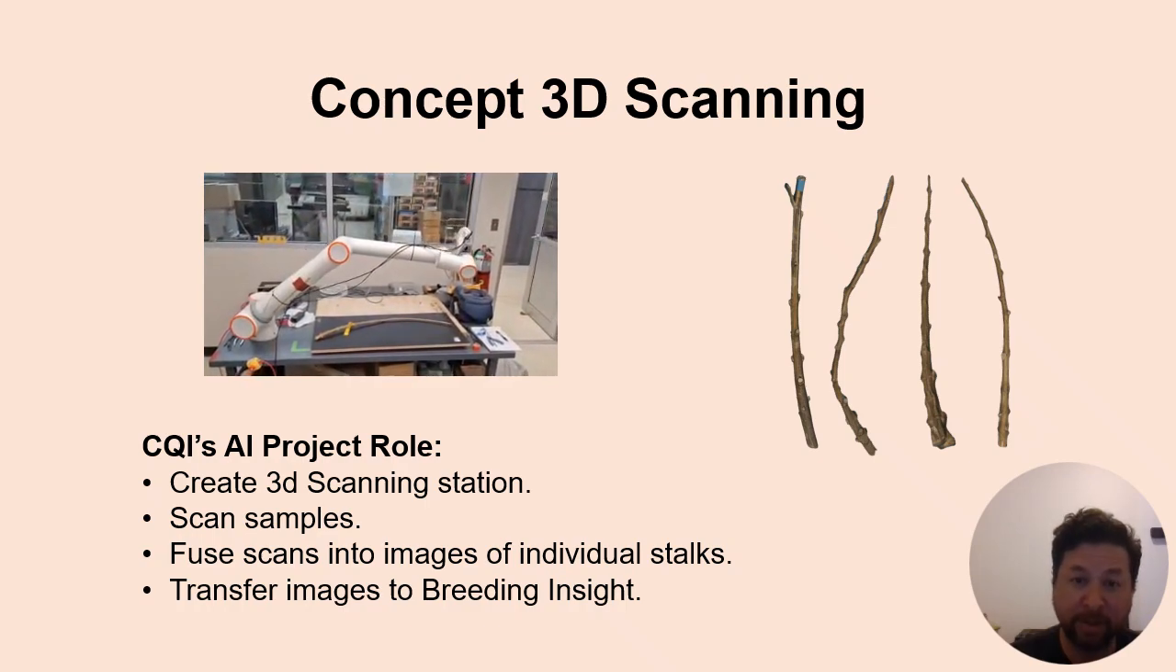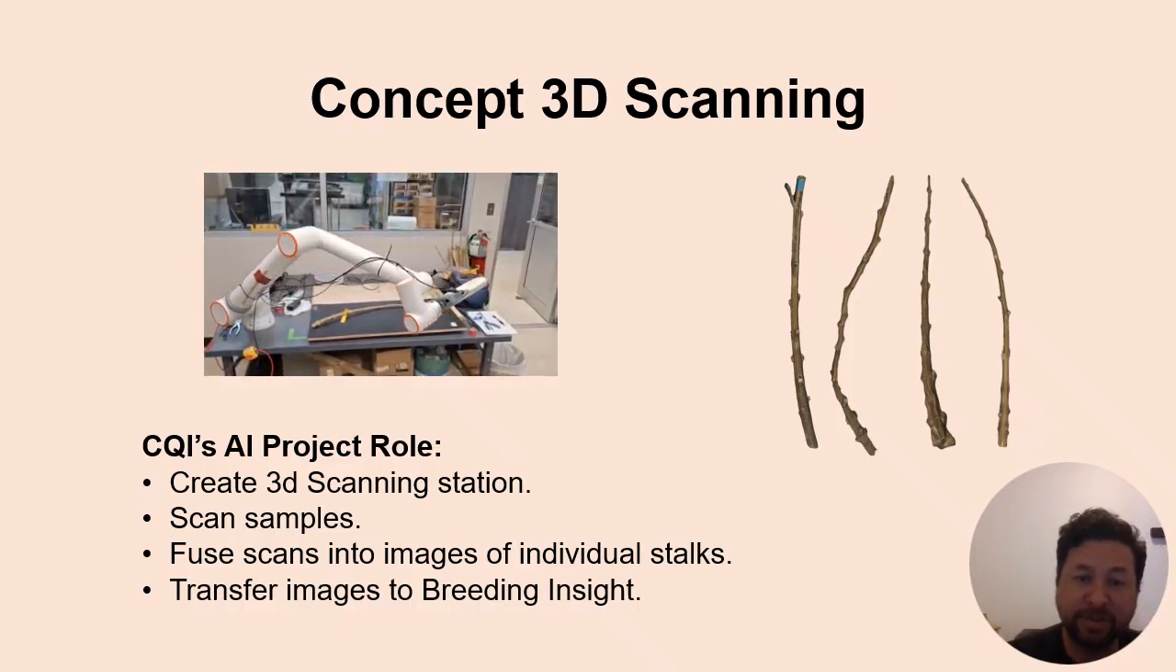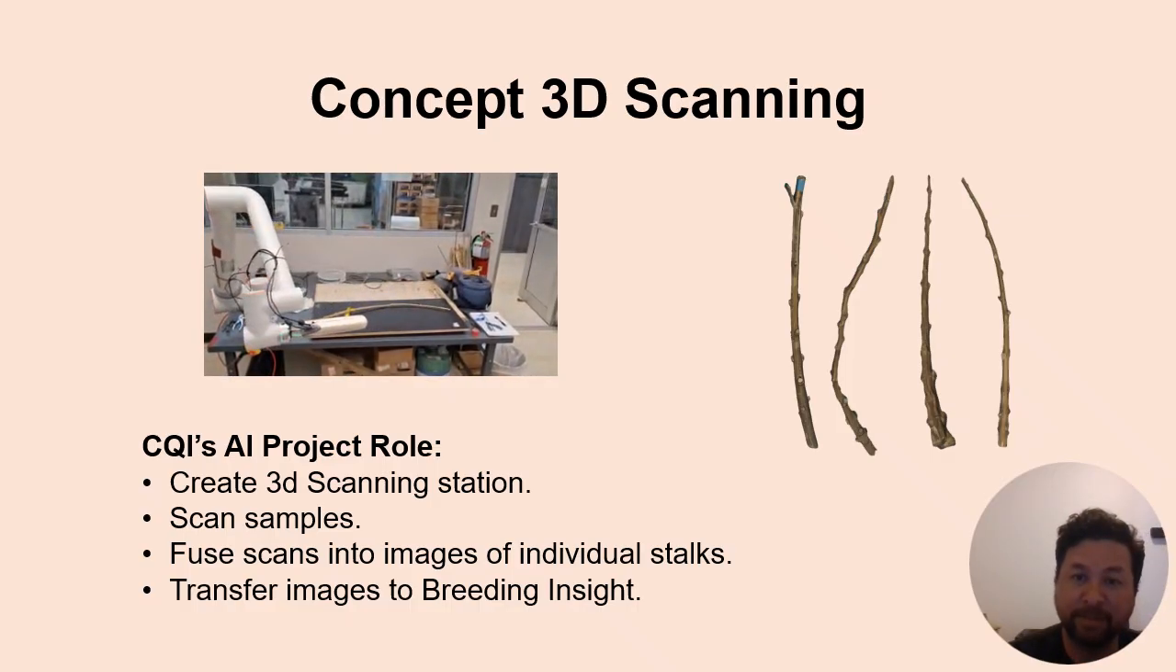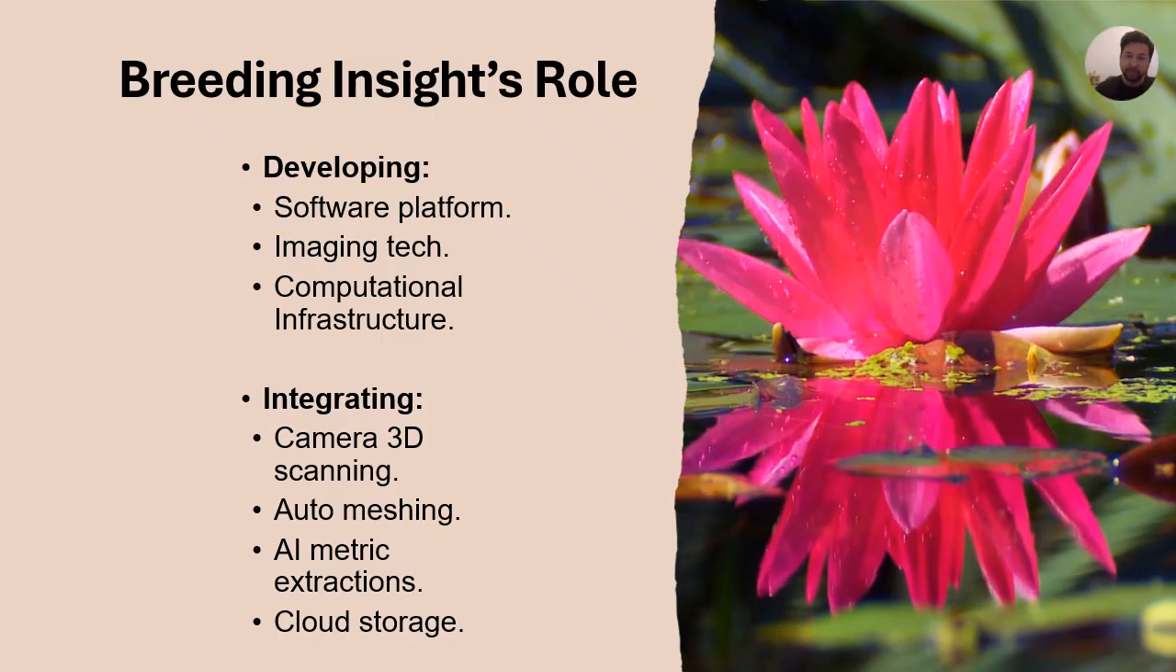This video shows how we, CQI, use a robotic arm to scan hemp stalks, and the picture to the right shows several completed scanned hemp stems. Once the CQI unit completes scanning, they then send those images over to Breeding Insights, who does all the heavy lifting. They are developing the software platform, imaging technology, and computational infrastructure to make the software feasible. Their system integrates multi-camera 3D scanning, automated mesh reconstruction, AI parameter extraction, and cloud-based storage.